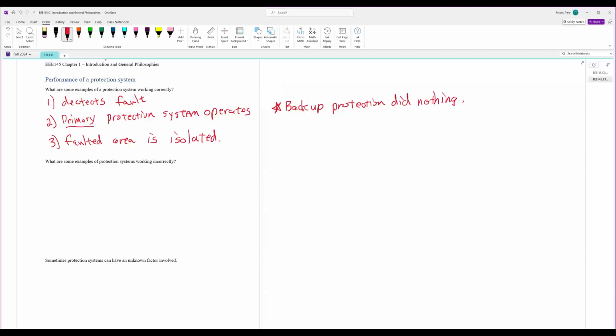Now, what would be an example of incorrect operation? Well, let's do A, B, C. A, misapplication of relay. Misapplication. I think I spelled application wrong.